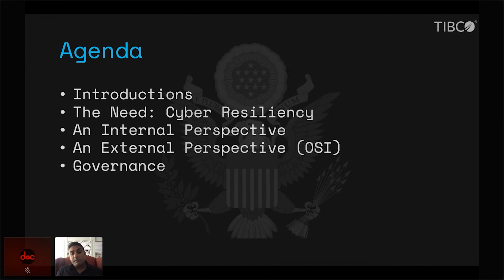So today, as far as an agenda goes, I'd like to talk to you a little bit about the need for cyber resiliency, talk about an internal perspective. What are the data sources that we're talking about when we're talking about internally within an organization? Are we talking about a SIEM solution? Are we talking about QRadar? Are we talking about log files that are coming in from an external perspective? And then finally, I'd like to talk about an external perspective as well, and that's to take into account open source intelligence.